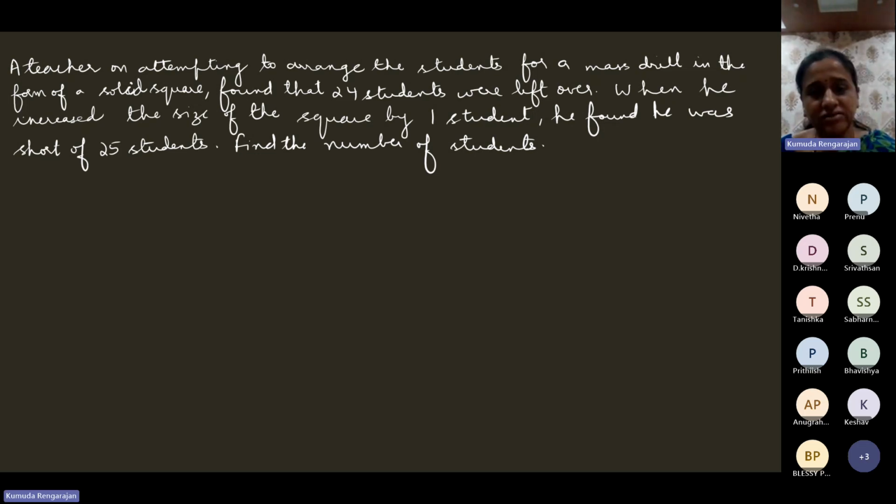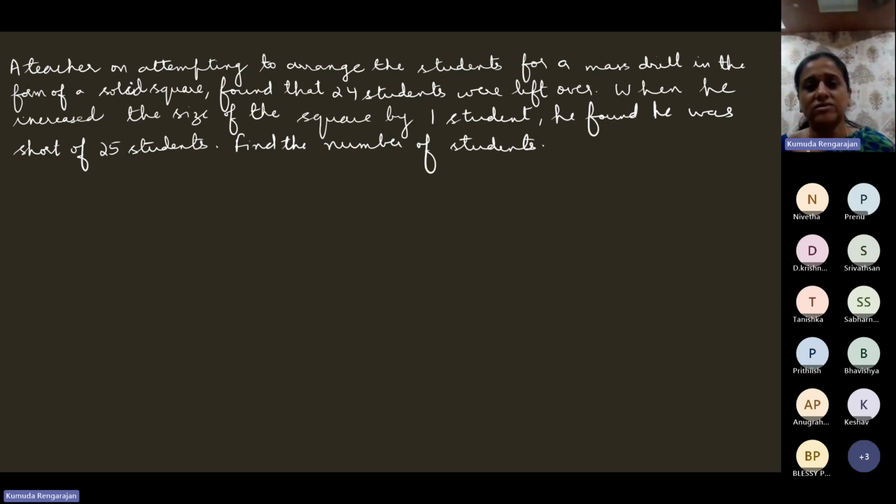In the second case, he increases the size of the square by one student. In the second case, he is not able to complete the square. He wants 25 students more to complete the square. So that's the difference between the two cases.